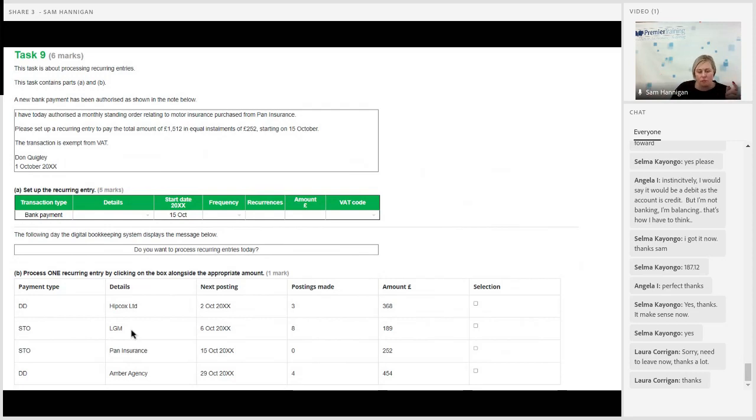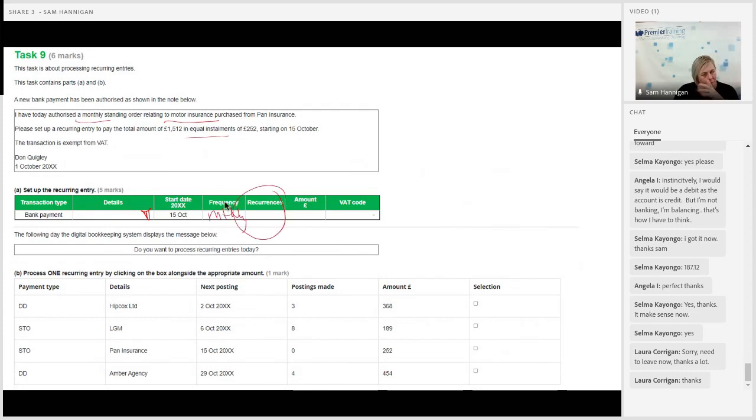Now, the one thing I've noticed about this, so it's saying here, set up the recurring entry. Well, the details will be whatever it says, motor insurance, and you've got a drop-down box here and you just pick the one. It says that it's going to start on 15th of October, in equal installments. So it's going to be paid monthly, so the frequency is monthly.